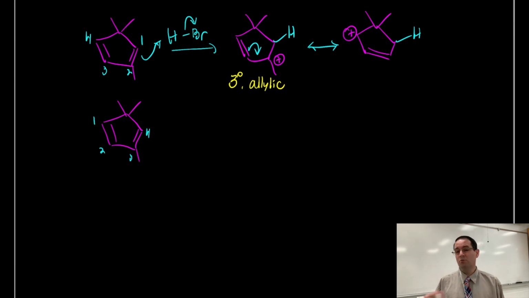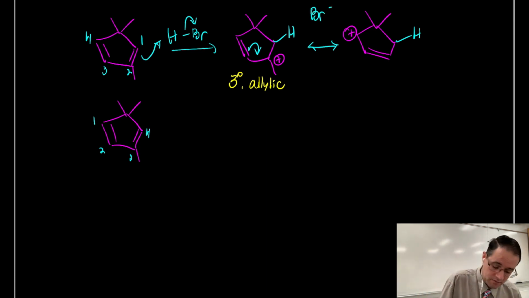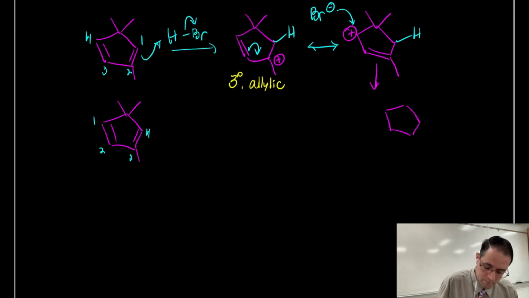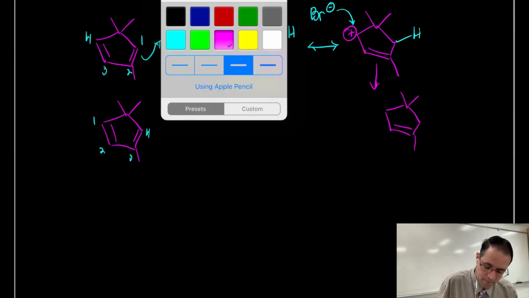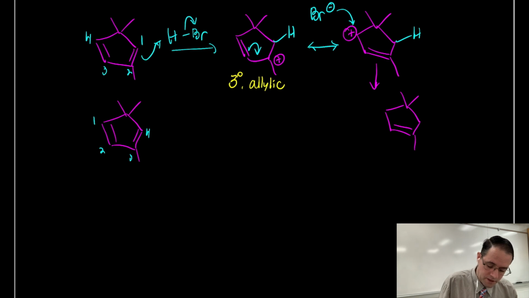And then bromide, which is the counter ion, is floating around. That's going to attack, and that's going to end up at carbon 4. So you'll notice my use of arrows. Sometimes they're reaction arrows, sometimes they're resonance arrows. Okay? So that's the 1,4 product.